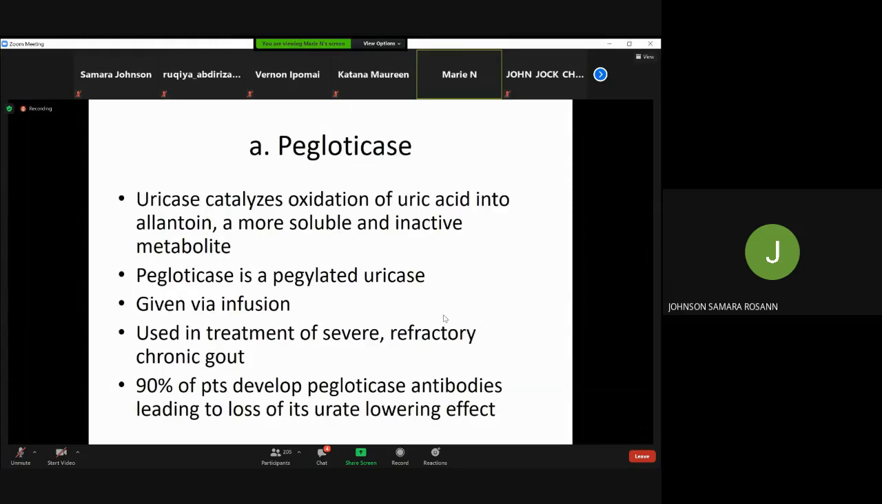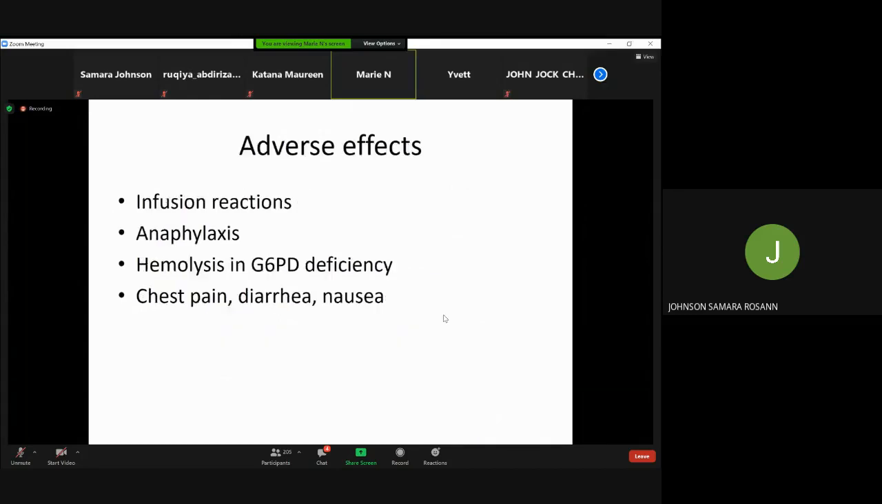So it will lower the uric acid nicely the first 1, 2, 3 treatments. Then after that, you just see the efficacy dropping because your patient is now producing antibodies against it. So that then leads to loss of its urate lowering effect because of the anti-pegloticase antibodies. You need to be very careful when infusing it.